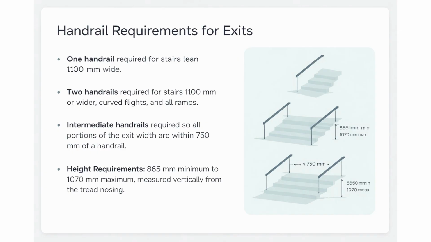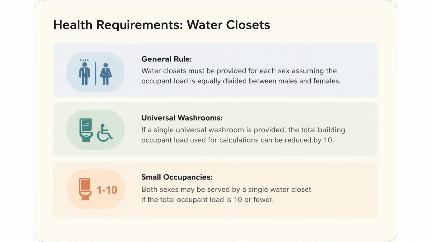Finally, we must consider the basic health requirements embedded in the building code, specifically regarding plumbing facilities. The baseline rule is that water closets must be provided for each sex, assuming a 50-50 split in the occupant load. However, the code provides practical exceptions. For instance, if a building has a total occupant load of 10 or fewer people, a single shared water closet is perfectly acceptable. We will dive deeper into how specific occupancy types alter these plumbing fixture calculations as we move forward.